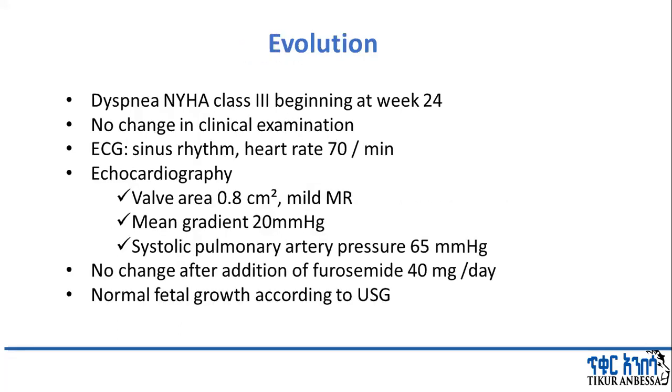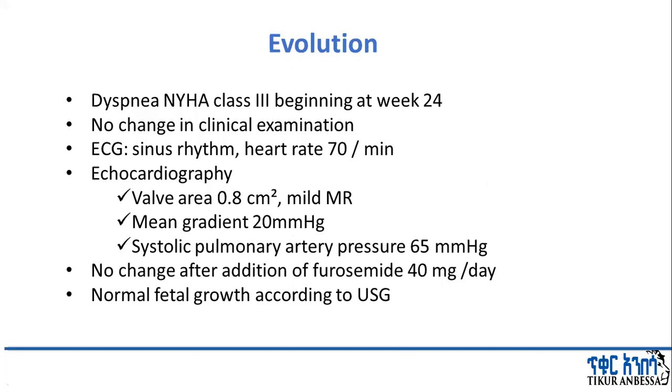So it shows the patient started on the beta blocker metoprolol, and despite adequate heart rate control, as you see 70, the patient continues to have NYHA class 3 dyspnea beginning at week 24, and the ECG shows sinus heart rate of 70. Echo was repeated: valve area is almost the same, 0.8, mild MR, but mean gradient has increased.